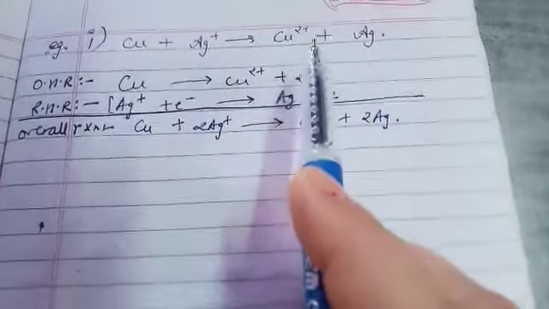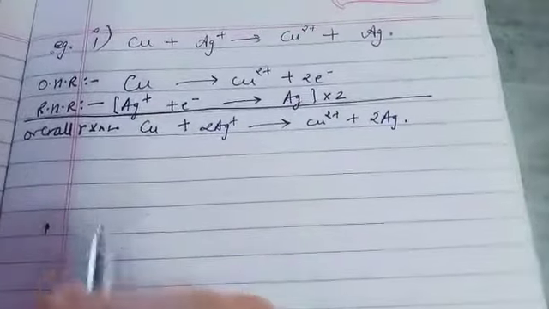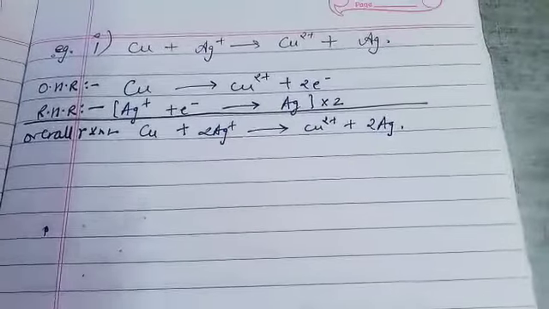Now how to represent this equation in cell form? As you know, on the left-hand side oxidation occurs.